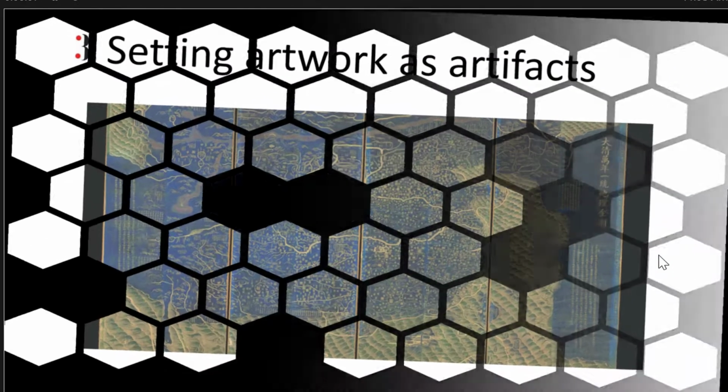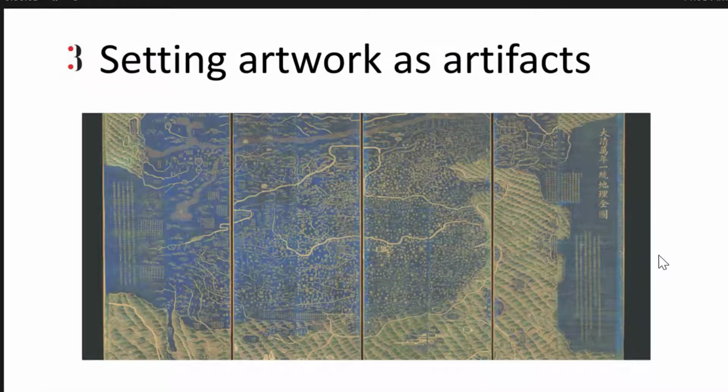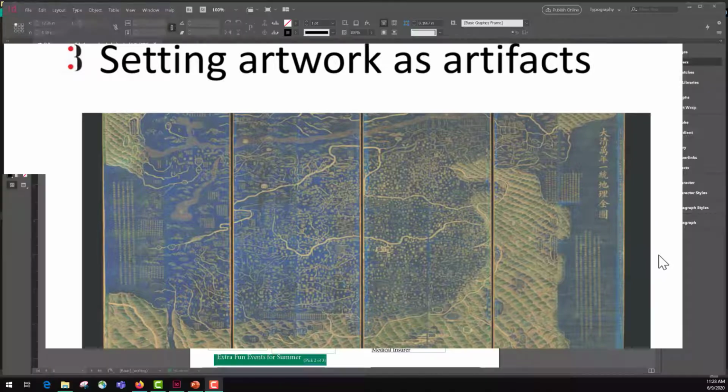The third thing we're going to talk about is using your artwork as an artifact rather than having them marked up with alt tags with actual descriptions of the art. For a form, usually the artwork is just set there so that you can add visual structure to the form. So let's take a look.